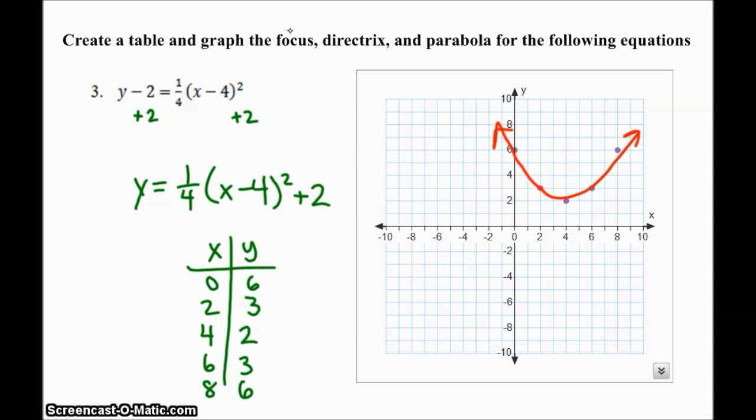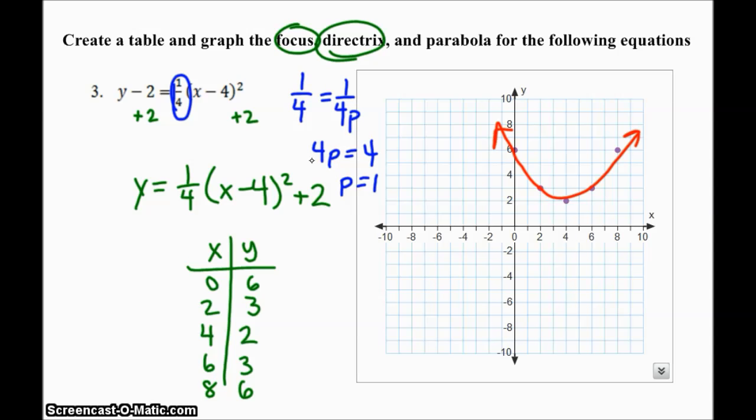Now, we also need to graph the focus and the directrix. So I'm going to go back to this 1/4. I need to know P in order to find the focus and the directrix. So I set 1/4 equal to 1/4P, cross multiply, and P equals 1. Which means that the focus will move up 1 from the vertex and the directrix will move 1 down. So this right here, y equals 1, is going to be my directrix, while my focus is right here at 4, 3.